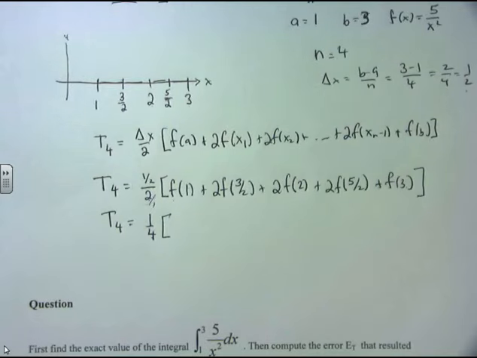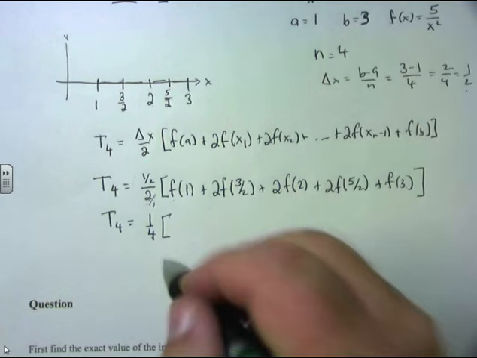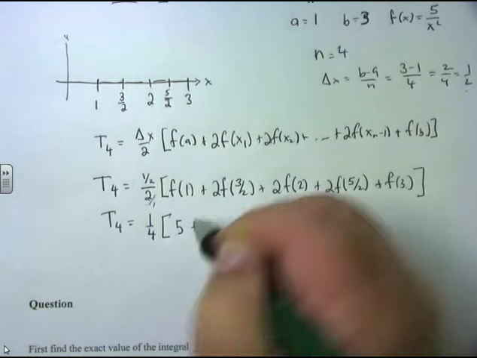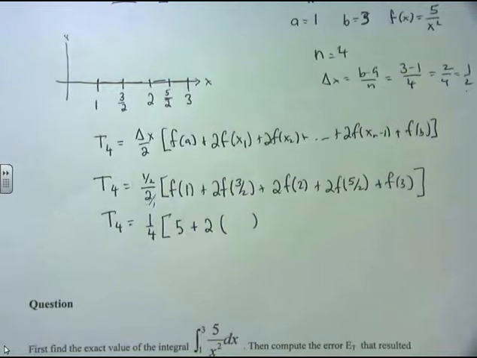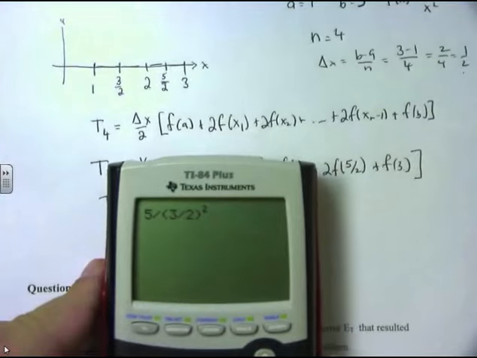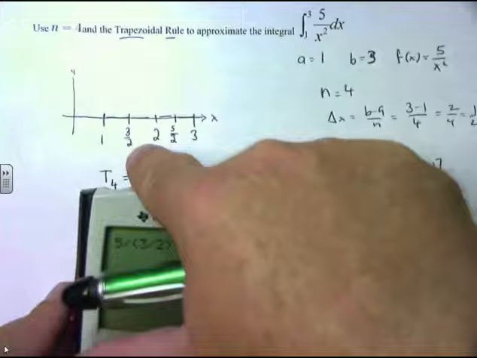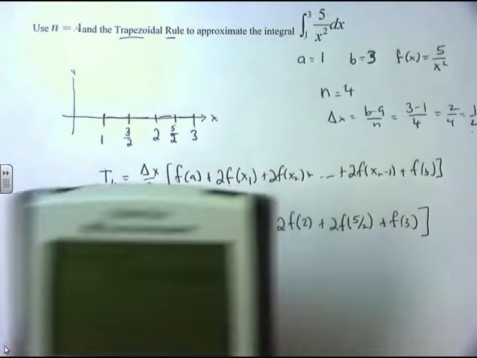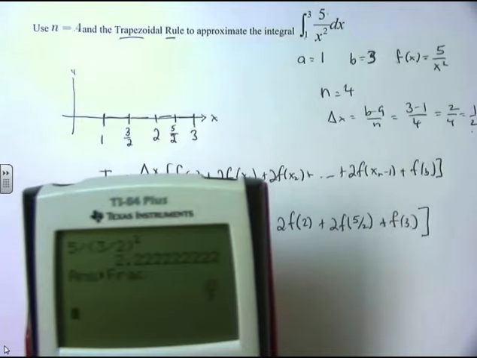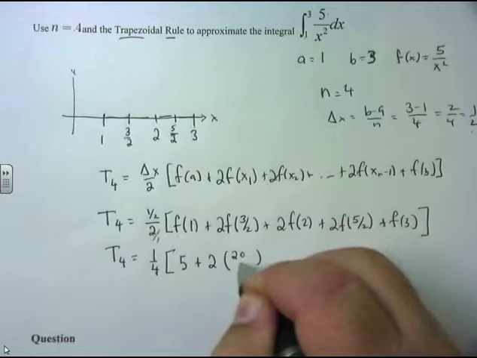So I'm going to use my calculator here, but I don't really need to. 5 divided by 1 squared would be 5, plus 2 times 5 divided by 3/2 squared. I want to show you that I'm literally plugging 3/2 into my function to see what the y coordinate is, which I can write as a fraction, 20 over 9.